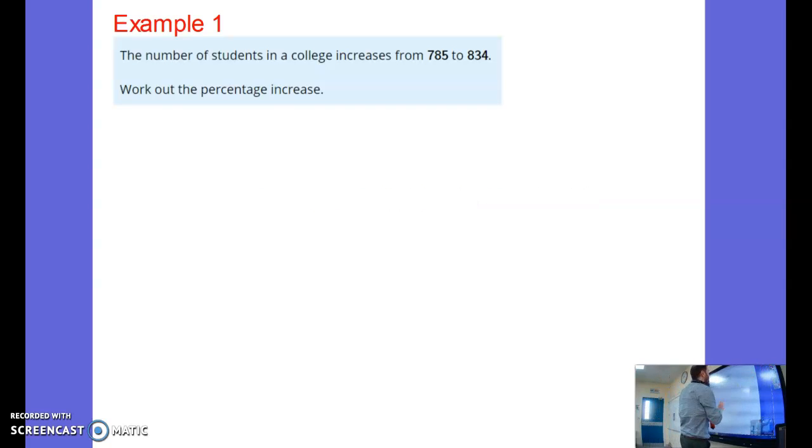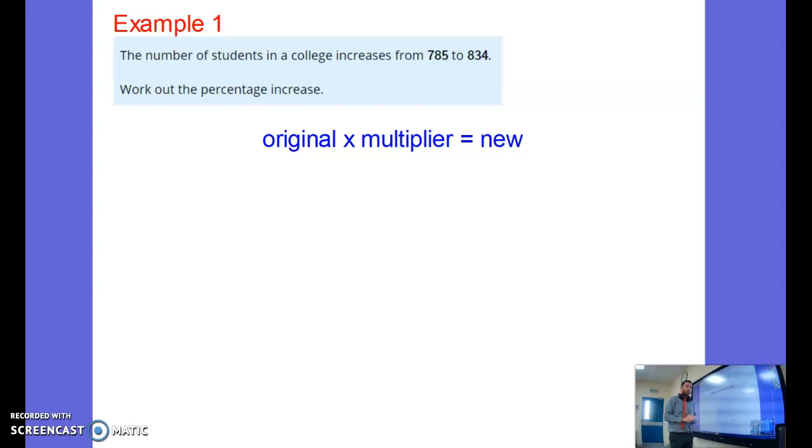So, multipliers. We use a lovely sentence that works really well for a lot of percentage problems, and that sentence is original times multiplier equals new. Some people say original value, OV, times multiplier equals new value. There are other forms of it, but that's the basic principle: we have an amount that we begin with, times it by a decimal, a multiplier, and then we get the new amount at the end.